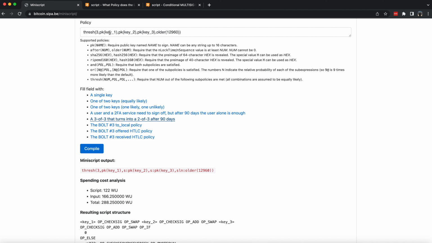So you could have a signature from key 1, a signature from key 2, and 12960 blocks have passed. Or perhaps you don't have a signature associated with key 1, but you do have a signature associated with key 2, a signature associated with key 3, and 12960 blocks have passed. Okay, so out of the 4 possible options, you need 3 of these to be satisfied to be able to move the Bitcoin. And as always, you can press compile.